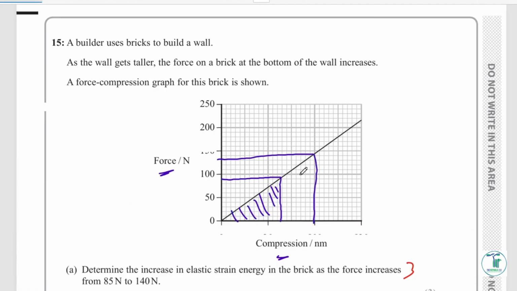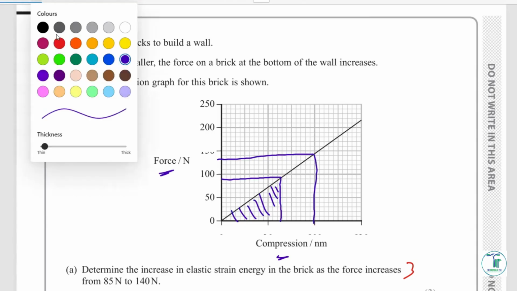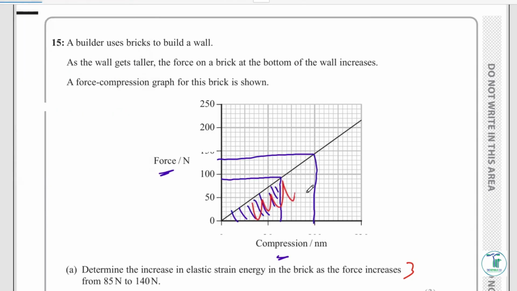And if you're going to calculate the total area up till 140, that has to be this one. But we're just looking for this area, right? So we're going to calculate the total area for the triangle of 140 Newton, and then we're going to take it away from the triangle of 85 newtons, right? And if you're talking about the compression, compression is just being a bit misplaced.